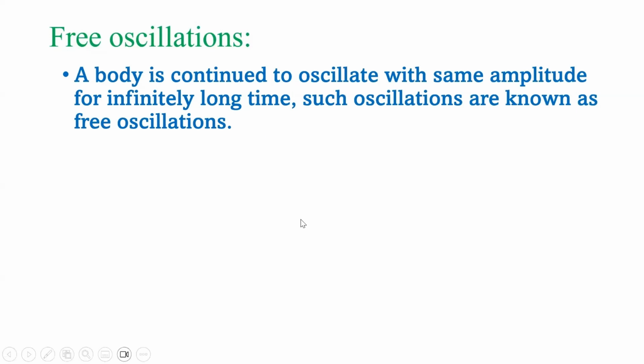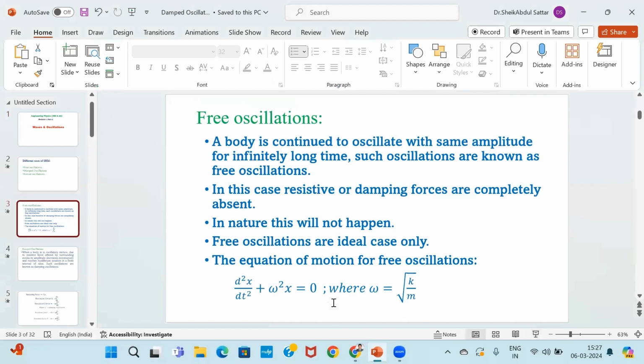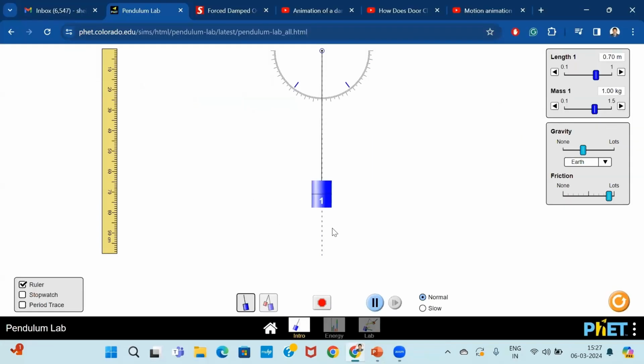I will show one demo using animations provided by PHI Learning. See this one. Here, there is no friction from the surrounding media. I will take this pendulum to a certain position and leave it like that. See here, the amplitude always remains the same. This is possible only when there is no friction between this pendulum and the surrounding media. That is not possible. There is always some friction between the pendulum and the surrounding media.